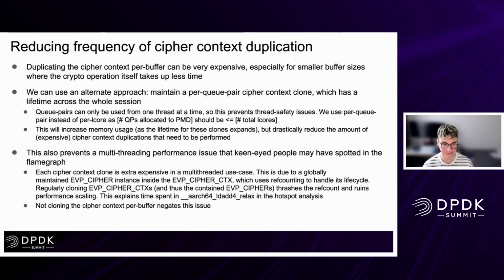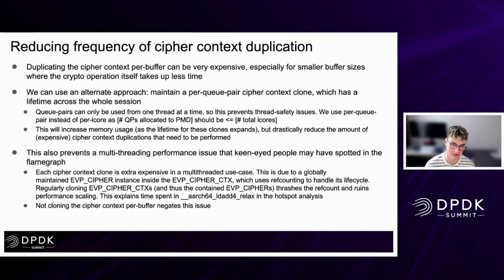But the reason for this, we found, is that there's a globally maintained EVP cipher instance, and there's a pointer to this inside the cipher context structure. Because it's a globally maintained instance, it uses ref counting to handle its lifecycle. And that means that every time we clone the cipher context or free them, we're thrashing the ref count.